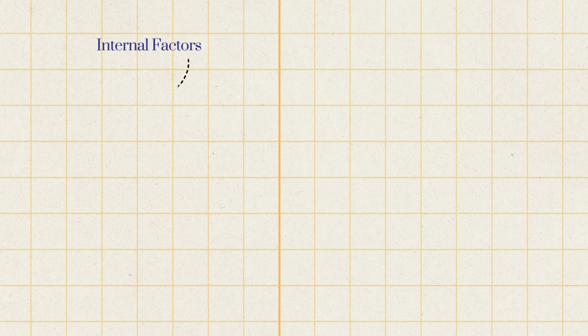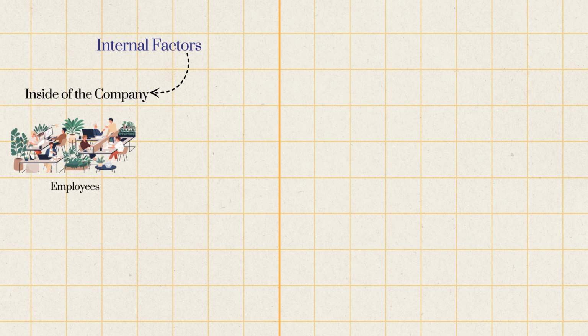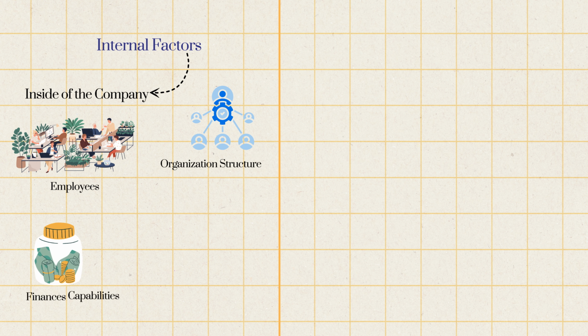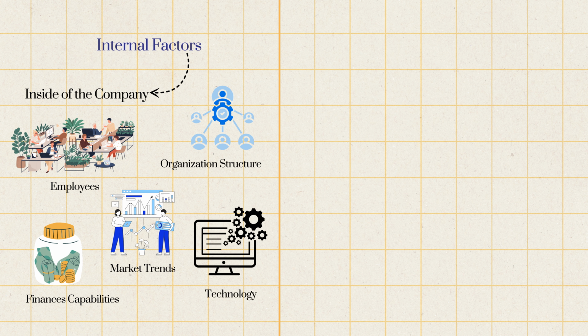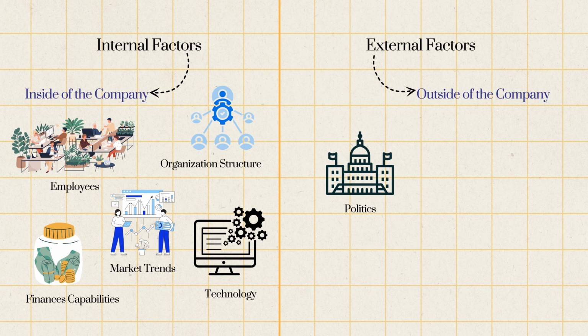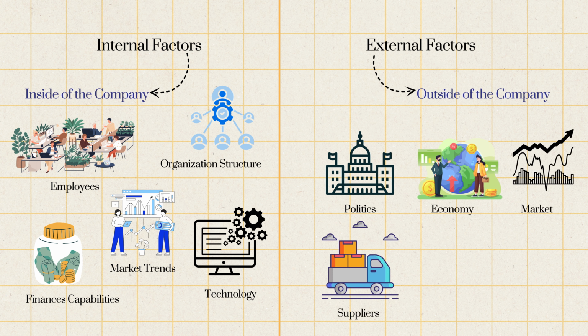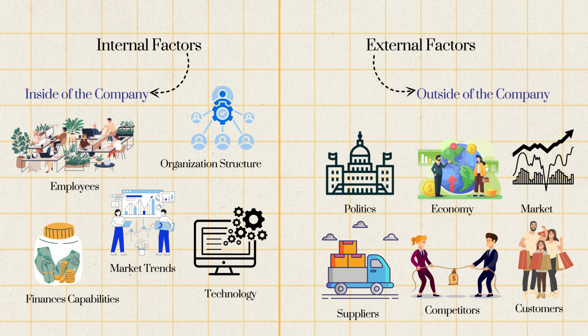Now, internal factors mean inside of the company, which includes employees, organizational structure, financial capabilities, market trends, and technology. External factors are outside of the company, which include politics, the economy, the market, suppliers, competitors, and customers.